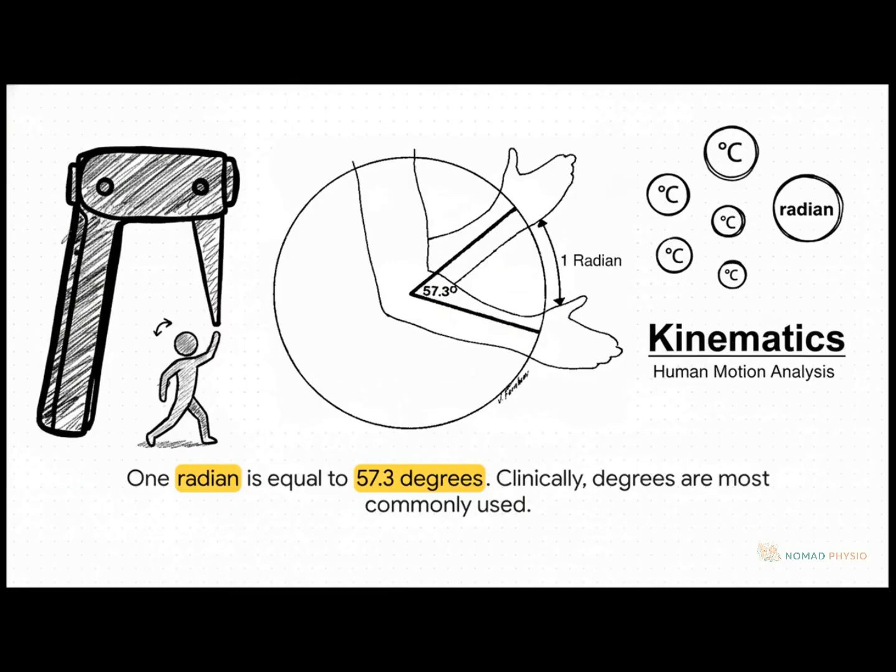Now, you might hear scientists use a different unit called radians, but in any clinic, you're going to see a physical therapist pull out a tool called a goniometer to measure the exact degrees of movement a joint has.